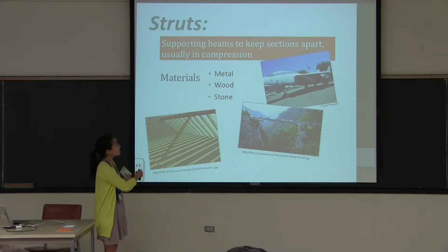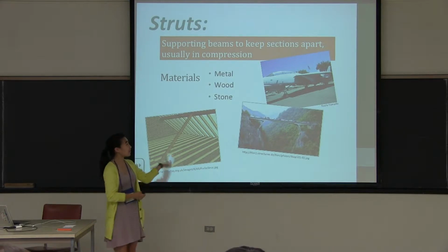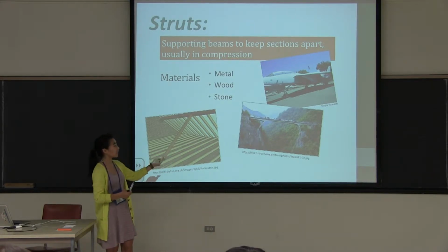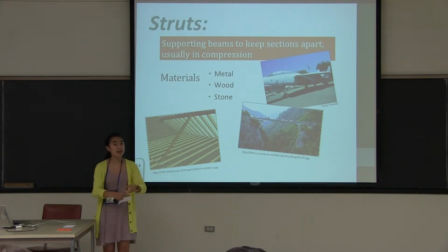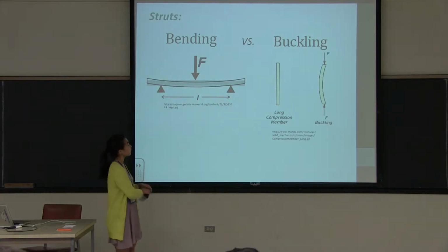And a strut is the supporting beam that's always under compression. It's often found in bridges, but it can be found in other things such as airplanes, cars, and buildings. And it's made up of a variety of materials like metal, wood, and stone.